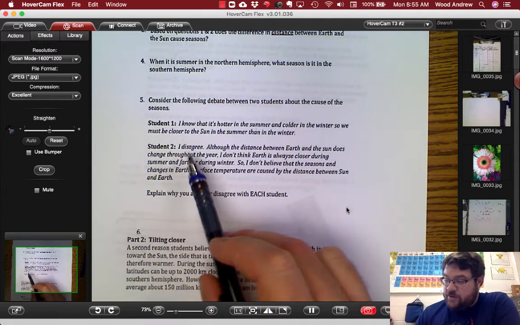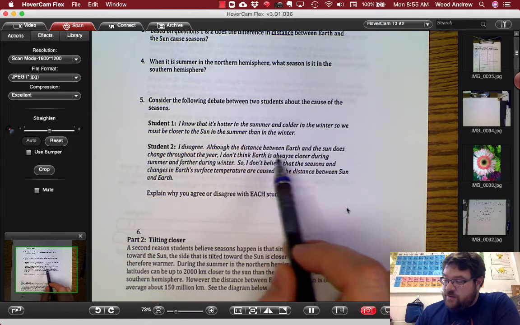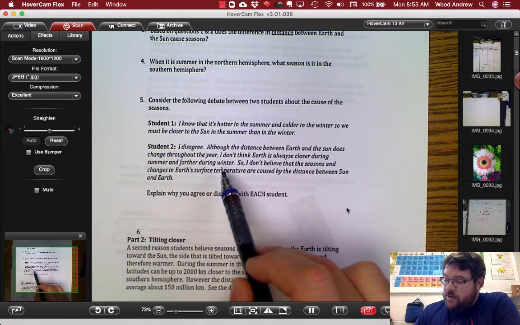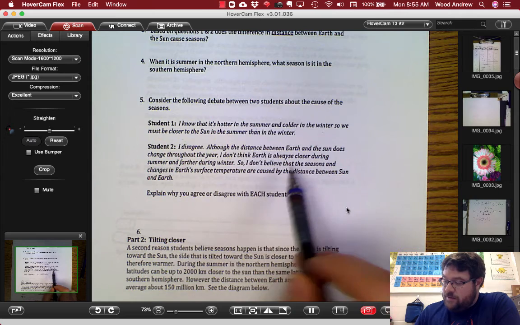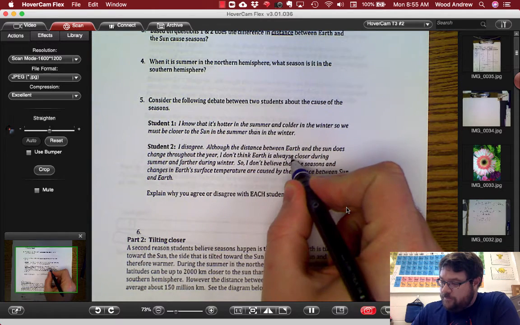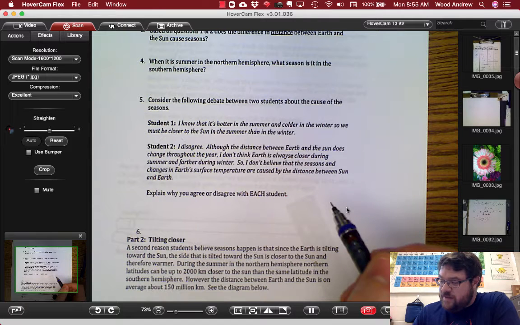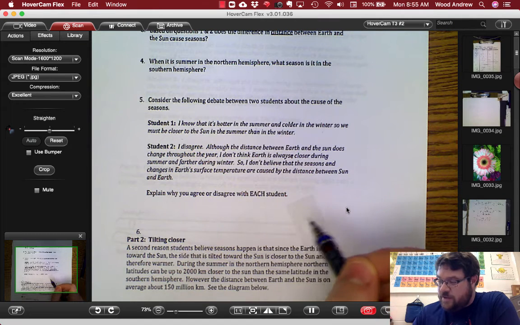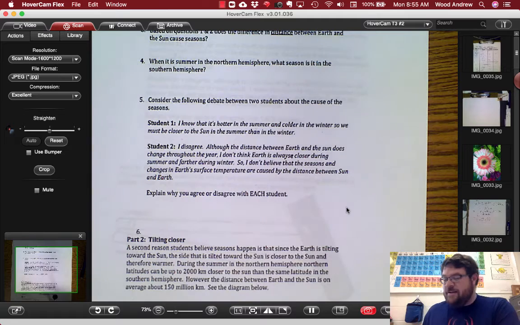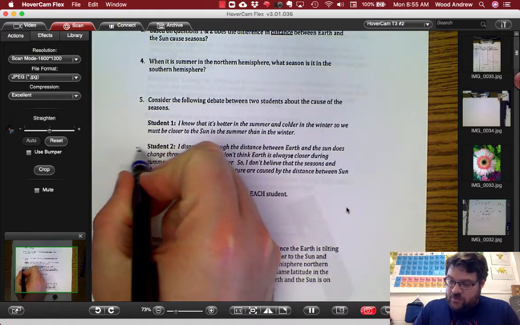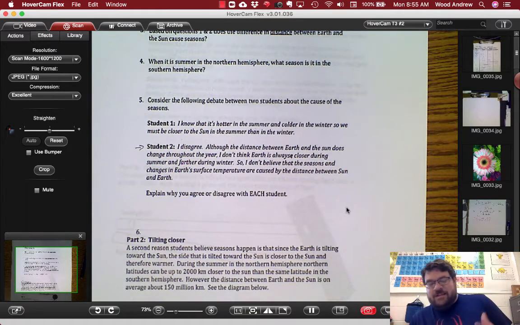Student 2 says, I disagree. Although the distance between Earth and the sun does change throughout the year, I don't think Earth is always closer during summer and further during winter, so I don't believe the seasons and the change in surface temperature are caused by the distance between the sun and the Earth. The idea is you would debate with your partner and explain which one you agree with. Obviously, we're supposed to agree with student 2. The distance doesn't change. Okay, let's look at part 2 real quick.